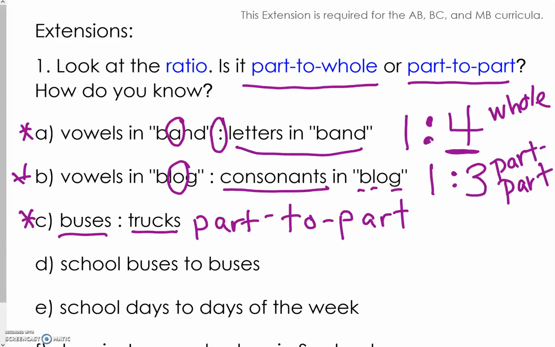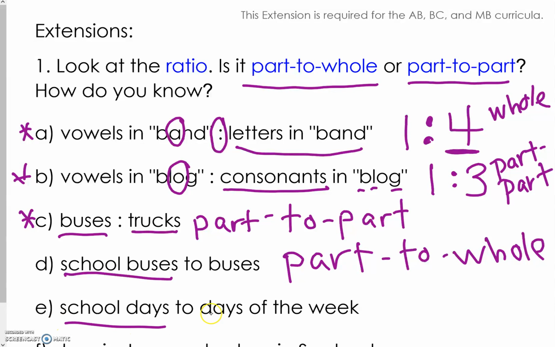Had it asked for the total number of vehicles to the number of trucks, it would be a part to whole ratio. School buses to buses. Therefore, there must be other types of buses in a parking lot. In this case, school buses is the part, and the buses is the whole. This is a part to whole ratio.